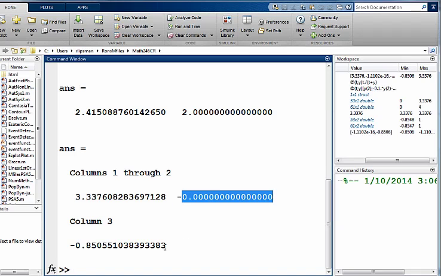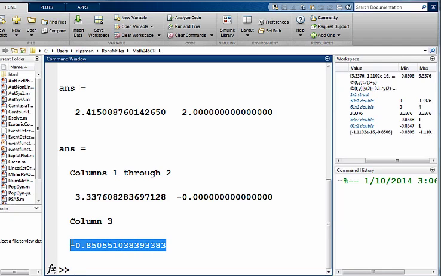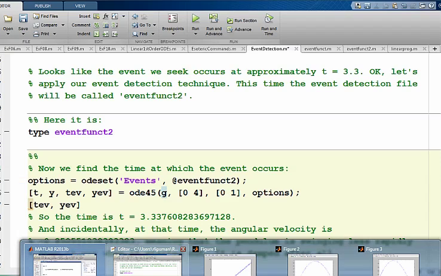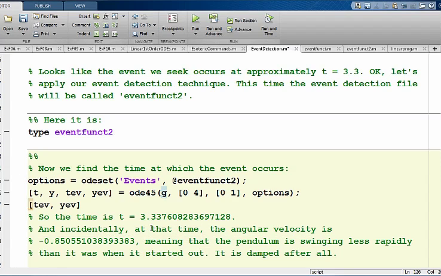And what's this additional value? That's theta prime, or y prime. So that tells me that the velocity is negative, right? It's coming back to the origin, and it's approximately 0.85. It started out with 1. So the pendulum is swinging less rapidly than it was when it started out, which is exactly what you expect since it's a damped system. Okay, so that's how you use event detection to compute when specific events occur using ODE45.